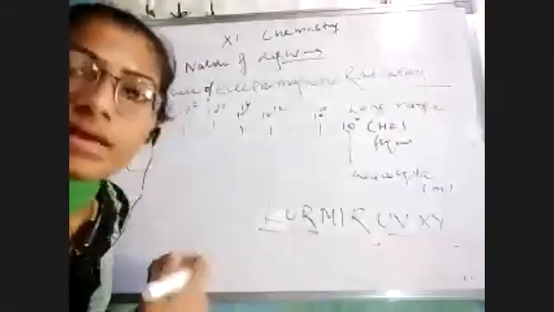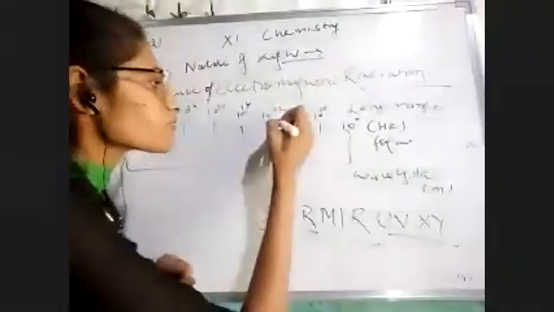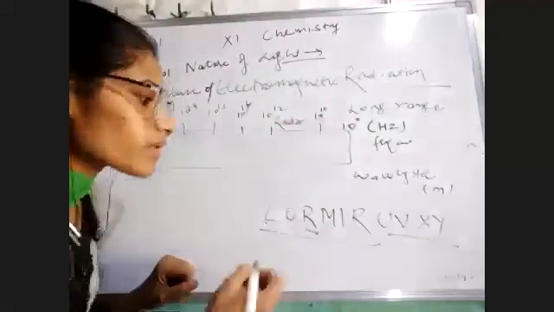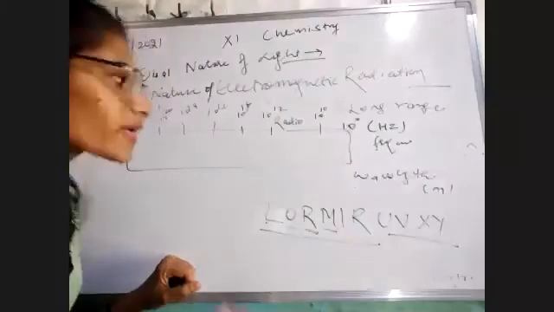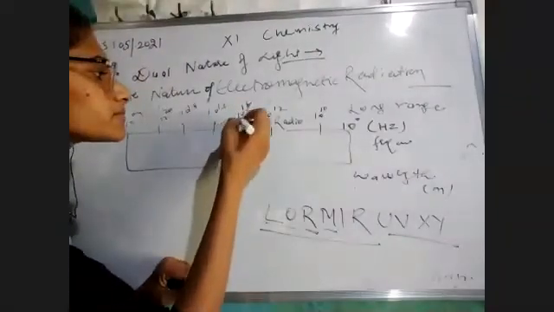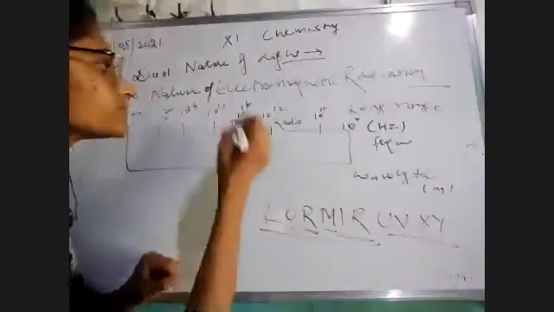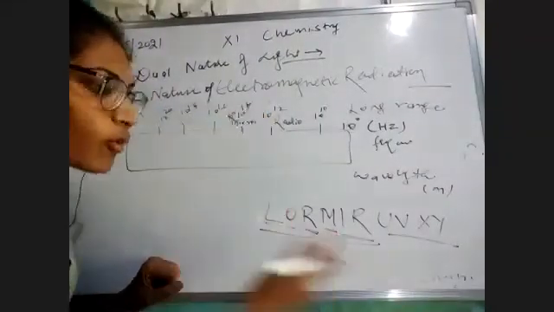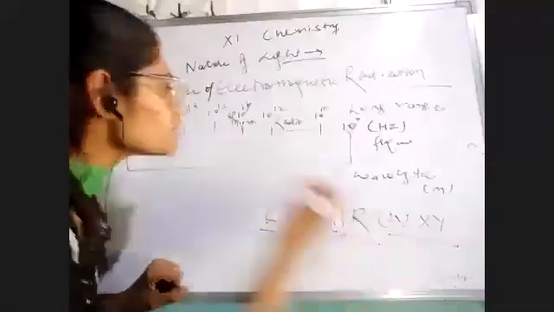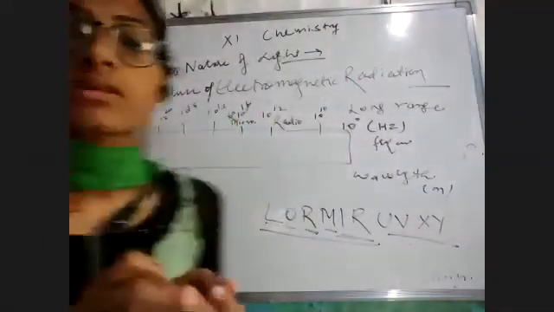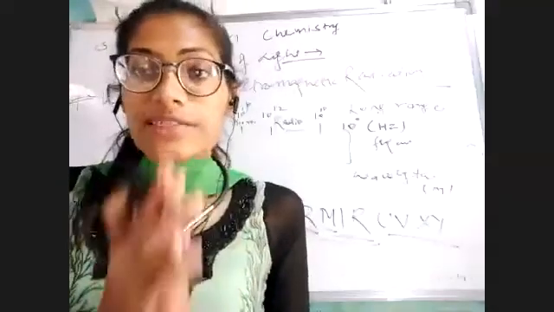Lormir UVXY, where LO defines long range radiations, R defines radio wave frequency, which comes somewhere here, M defines microwave, and IR defines infrared. Then you move on, and somewhere here, almost 10 raised to power 15, is ultraviolet as well as the visible region.